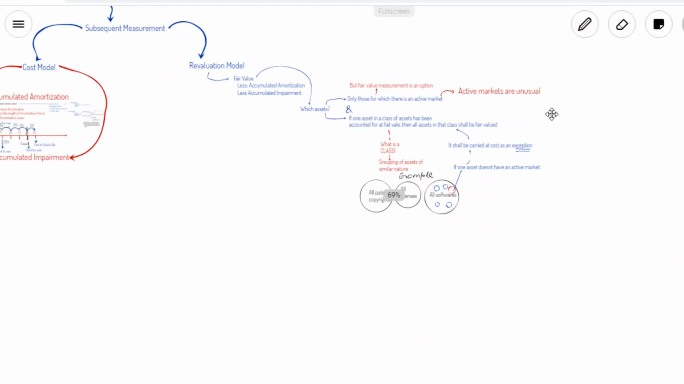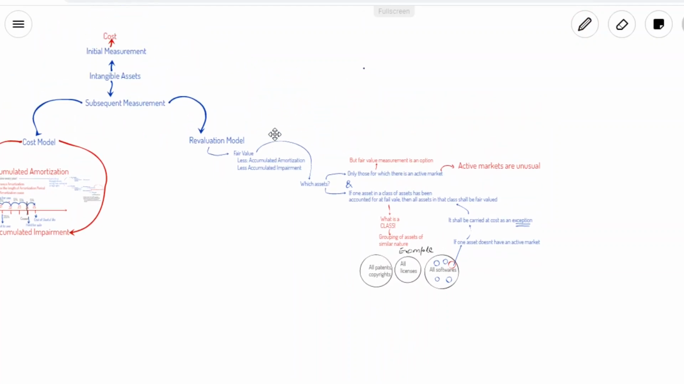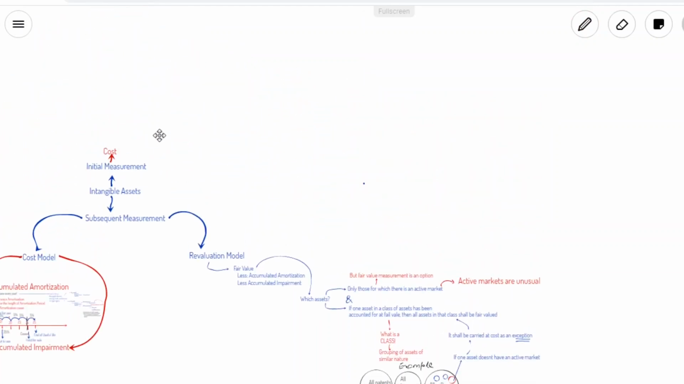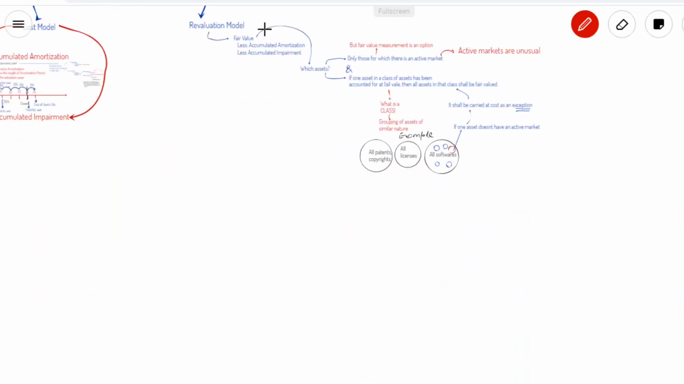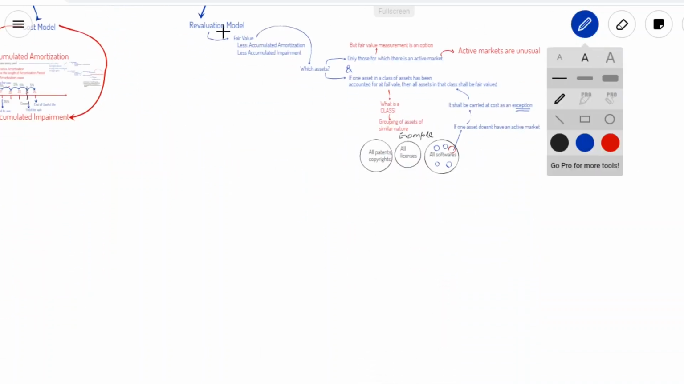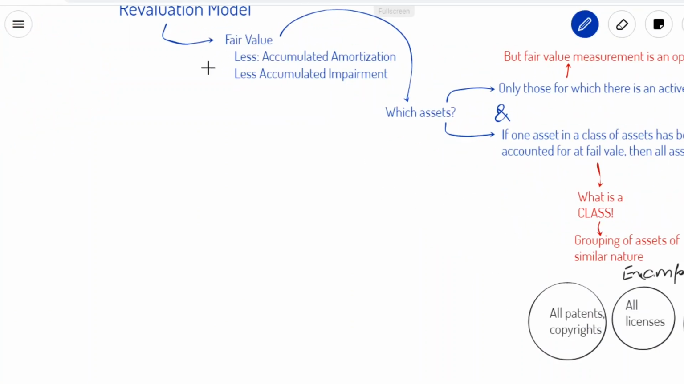Now, once an asset has been chosen for the revaluation model, how frequently should we be revaluing it? First of all, we should be clear that the initial measurement has to be done at cost, just like in the cost model. And that we have discussed in previous videos, how to initially measure an intangible asset at cost. Now, once we have initially measured it at cost, from there onwards, we have to start our process.